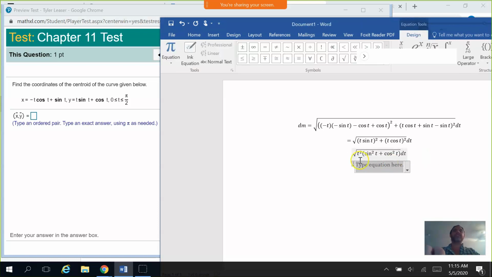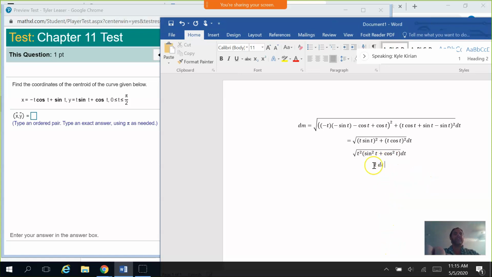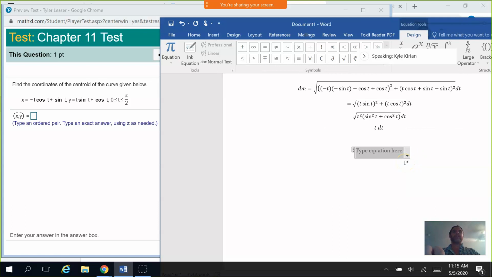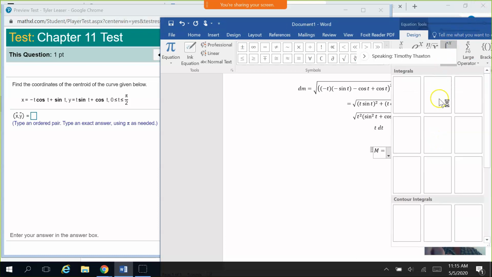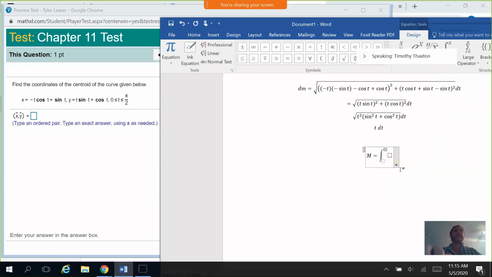So really, this is just the square root of t squared, which is just t. So this is what our differential is going to be. From there, what's that? Yeah, I got that part of it. I didn't do it exactly that way, but I got the same answer. Okay. From there, we have to find the three different integrals.